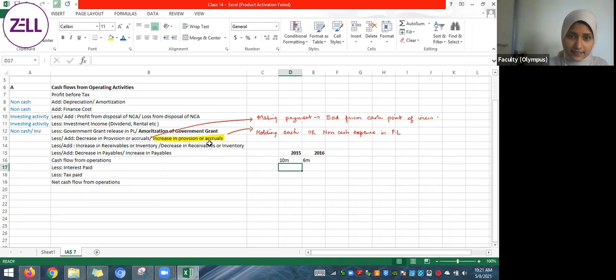Likewise, inventory also. If your inventory was 10 million and right now it's 6 million, inventory means what? Your money is stuck in that stock, right? Its decrease means that it has probably been sold and you've earned that money. You have sold it and you've earned that money. So that's why a decrease in inventory you will add.